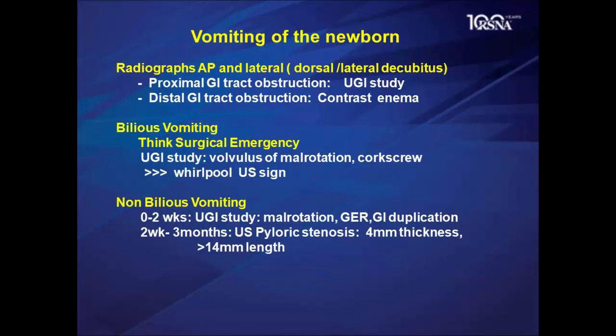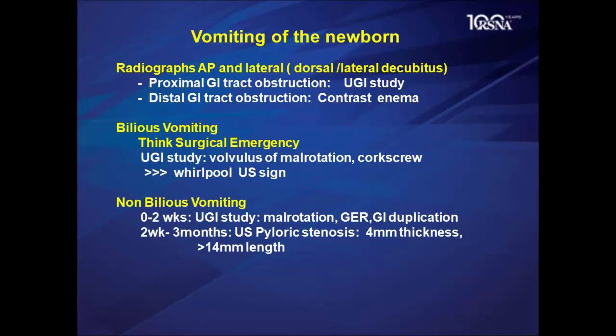This is important because the second step in the imaging approach would be to do a contrast study. In case of suspicion of a proximal GI tract obstruction, an upper GI is the favorite approach. Otherwise, we do a contrast enema study. One important message is bilious vomiting, and I used to tell my residents that each time bilious vomiting is in the clinical history, I have to think surgical emergency, because a volvulus, the complication of malrotation, may be there, and it's very important to diagnose it very fast.